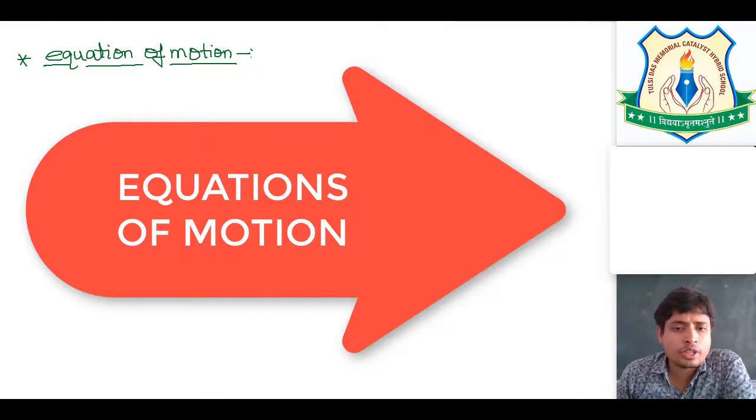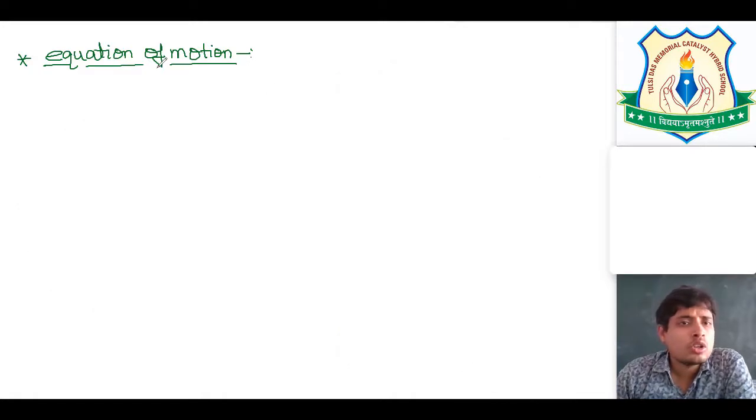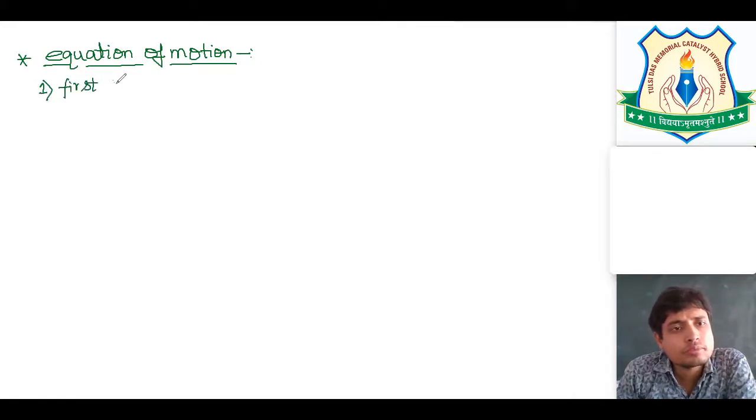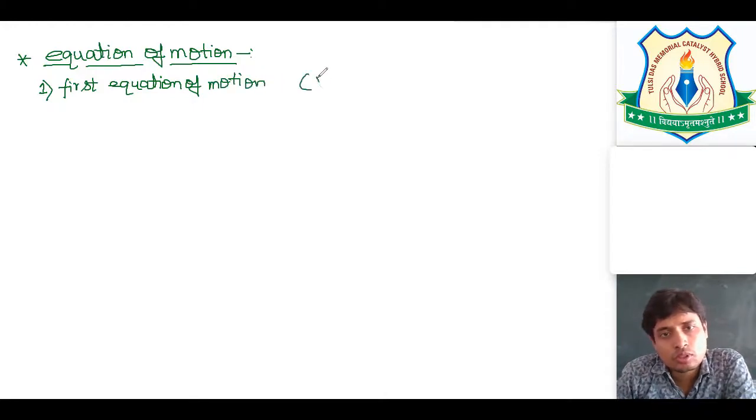Now today we are going to start equation of motion. Okay. So you are knowing it, there are three types of equation of motion. First equation of motion is v equal to u plus at.